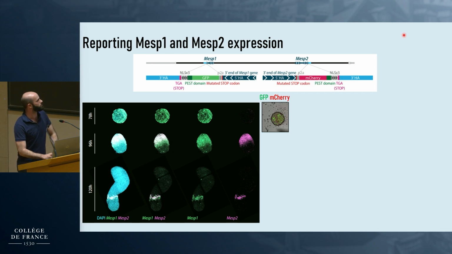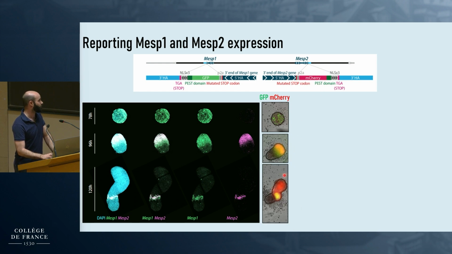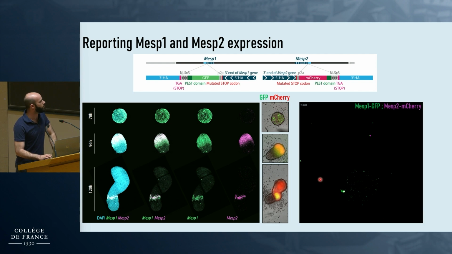And using that, she was able to reproduce the early expression of MESP1 without MESP2, the shared expression of both MESP1 and MESP2. However, at later stages, at 120 hours, we can see that the signal extends much more extensively than the mRNA. And this is due to the stability of the fluorescent proteins. Although we had a destabilization domain, it remains too stable for the dynamic system that we're using here.